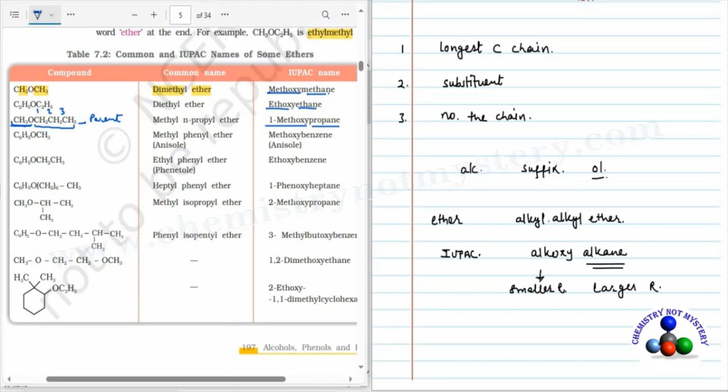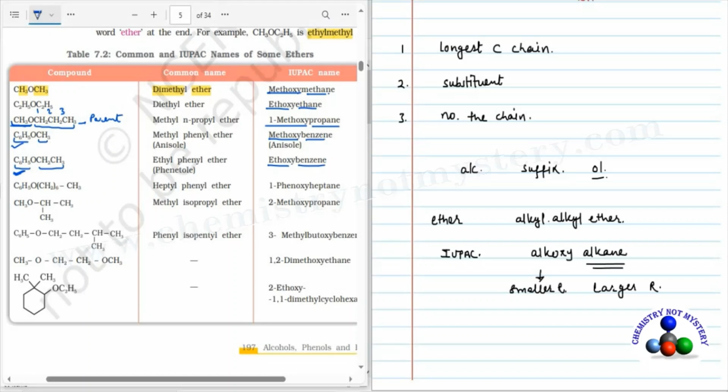Now come to the next example. This is C6H5OCH3. This aryl group is bigger than this alkyl group, so it will be considered the parent chain, and this alkyl group will be considered the alkoxy group. So the name of this molecule will be methoxybenzene. Now come to the next example. Here C6H5OCH2CH3 is there. Here again the aryl group is bigger than this alkyl group. So this will be the parent, and this alkyl group will be the alkoxy group. So the name of this molecule will be ethoxybenzene.